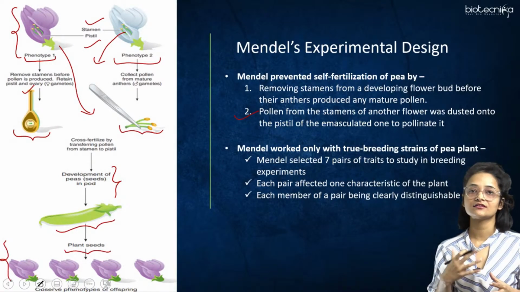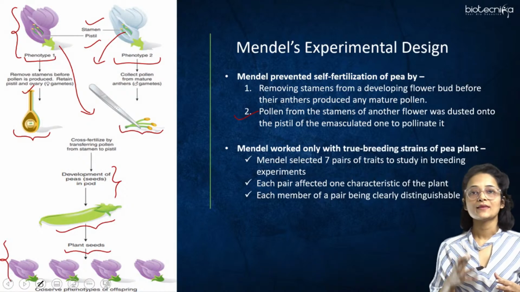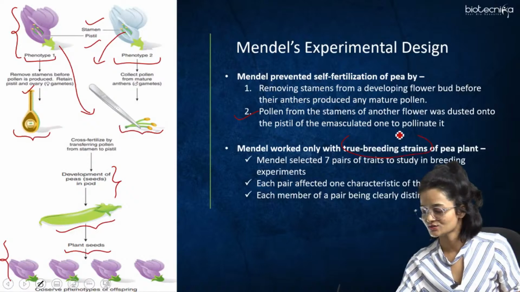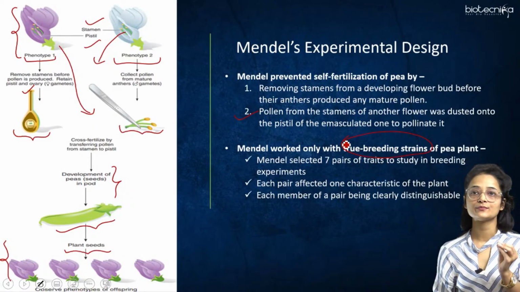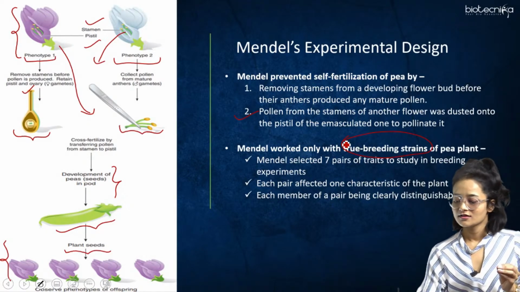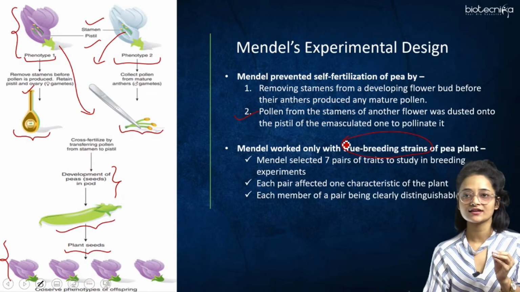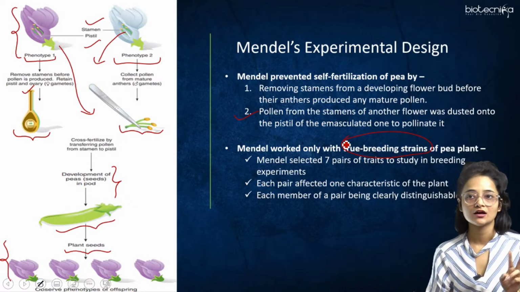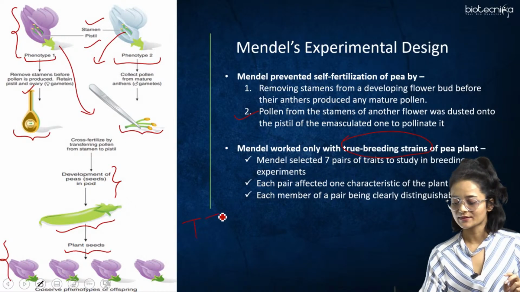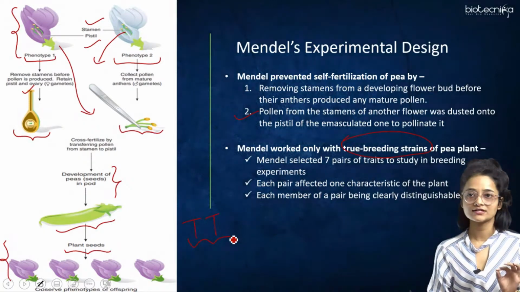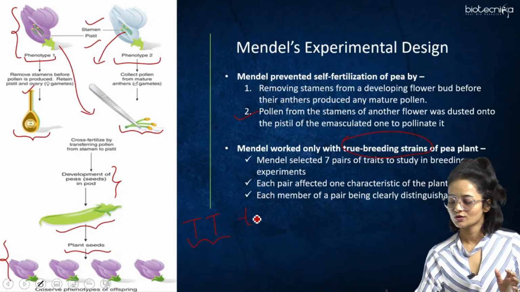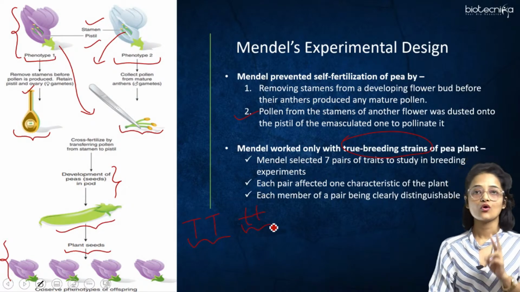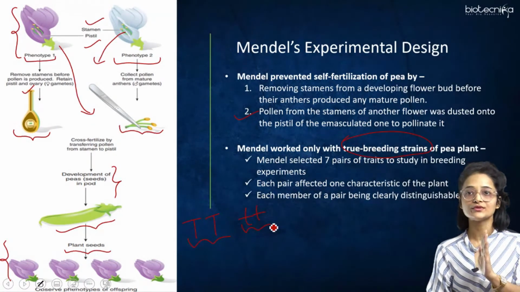Now, what did he conclude from his experiments? Mendel worked only with the true breeding strains of the pea plant. What do we mean by true breeding strains? True breeding strains means they will be present in their pure line. So the parents would be either homozygous dominant or homozygous recessive. No in-between strain would be present. Either it would be capital T, the homozygous dominant trait for tall, or it would be homozygous recessive for the tall trait, right? So he took homozygous traits. This is known as the true breeding strains.